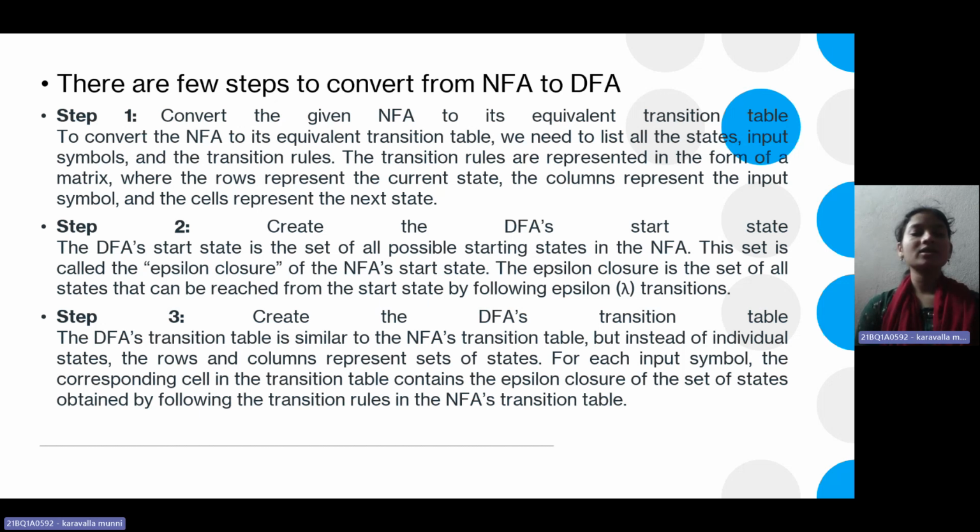Step 3. Create the DFA transition table. The DFA transition table is similar to the NFA transition table, but instead of individual states, the rows and columns represent a set of states. For each input symbol, the corresponding cell in the transition table contains the epsilon closure of the set of states obtained by following the transition rules in the NFA transition table.